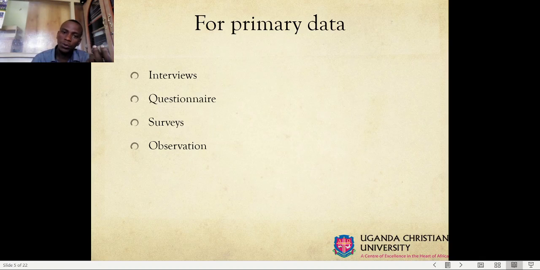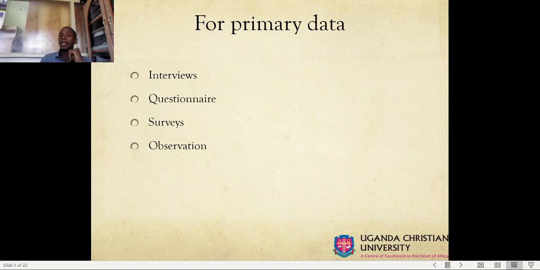One of the advantages is that they're cheap when compared to interviews. When compared to interviews, questionnaires are a cheap way of getting information. They take little time. They don't take a lot of time when compared to interviews, and so on and so forth. You can read more about questionnaires and interviews. I've just introduced them.